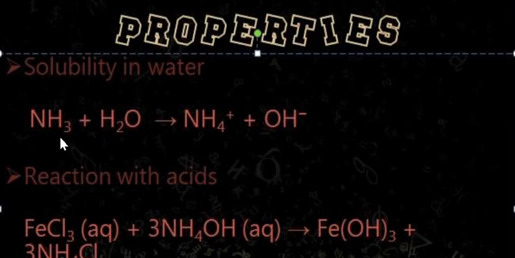So the reaction: ammonia reacts with water, it forms a weak base, that is ammonium hydroxide. Next property, reaction with acid. So ammonia can react with acid because ammonia has a lone pair of electrons, so it is a Lewis base. Nature of ammonia, that is Lewis base.